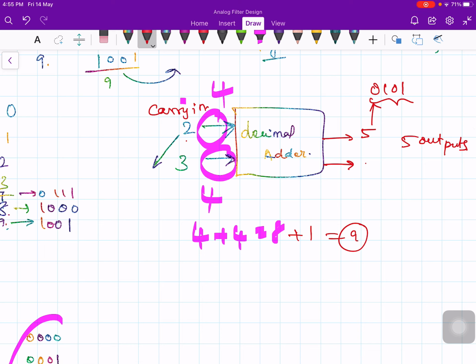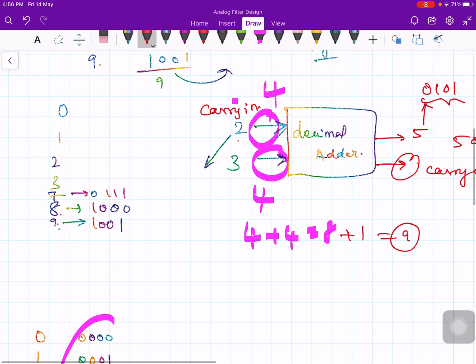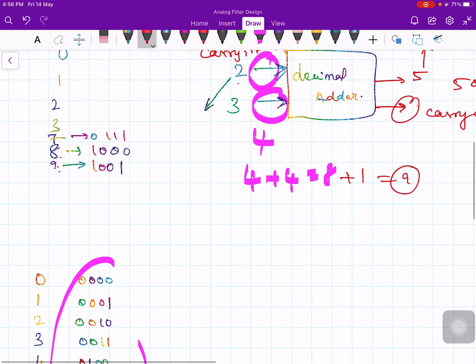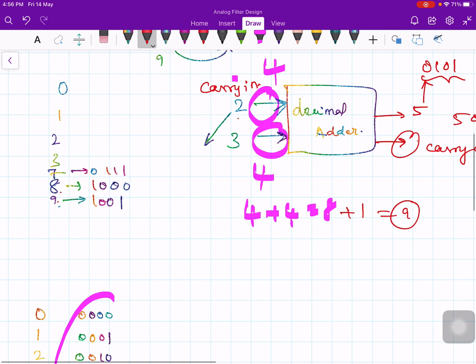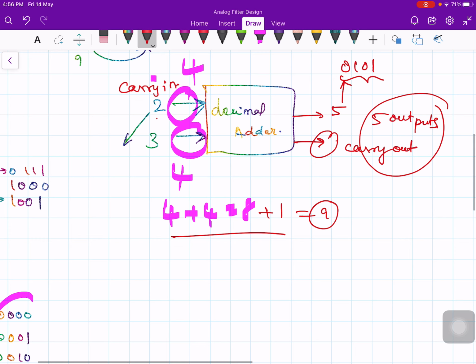Okay. 4 bits are required to code each decimal digit, and this one is carry out. So there is a wide variety of possible decimal adder circuits depending upon the code used to represent the decimal digits. And here, as I said, we are going to use BCD code, binary coded decimal. BCD means binary coded decimal representation. Let me write it down. BCD, binary coded decimal. Okay. So in the input I need 9 bits, and in the output I need 5 bits.